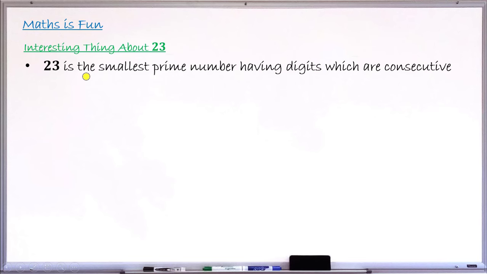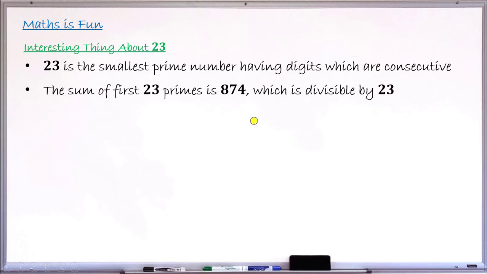If you move in the sequence of prime numbers, you still have another number which is prime and its digits are consecutive, but this 23 is the smallest. Another interesting thing about 23 is that if you add the first 23 prime numbers, this is what you are going to have, 874. And this very sum is exactly divisible by 23.